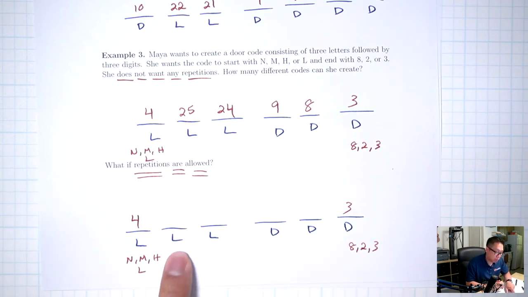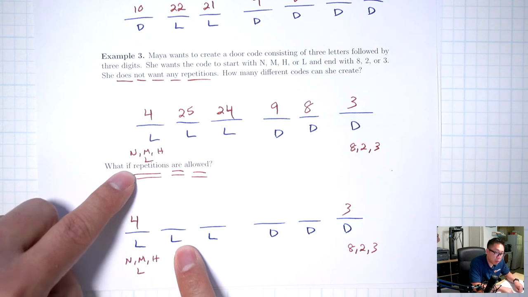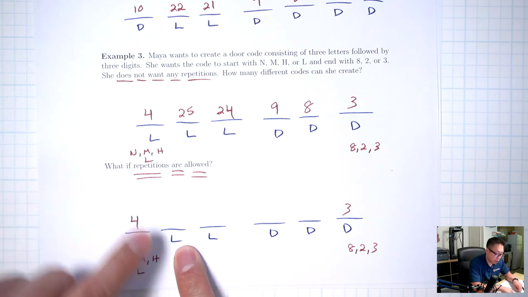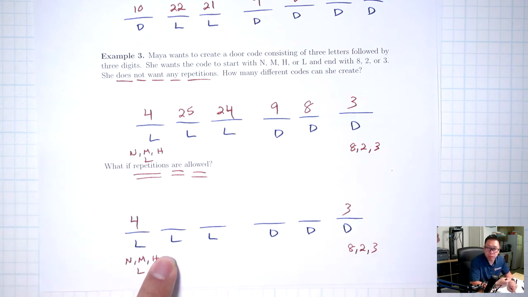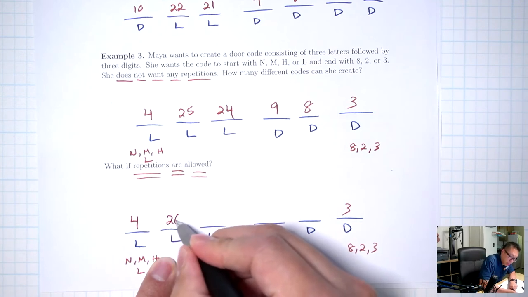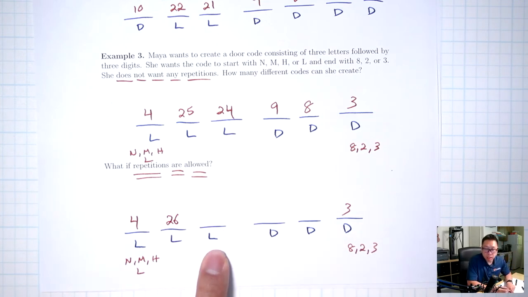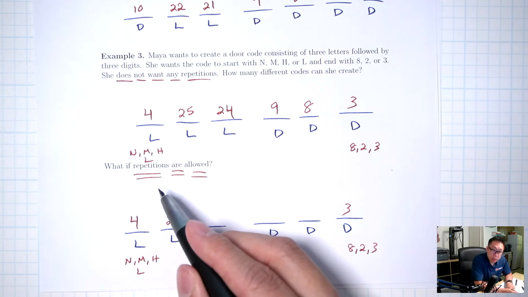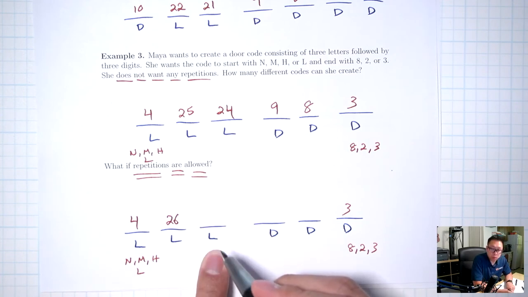So L, so letter. Normally it would be A through Z, so 26. Here we are allowed to use repetition. So if you are allowed, you're going to use the full 26. You don't have to reduce. So this would be the full 26. Letter again, once again, because we are allowed to repeat, I'm going to use the full 26.